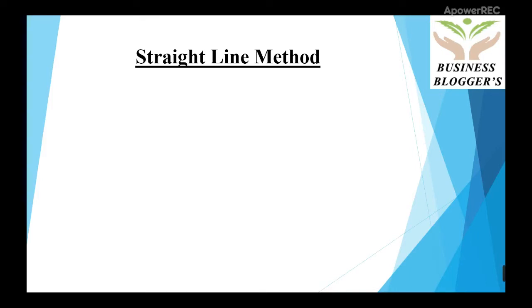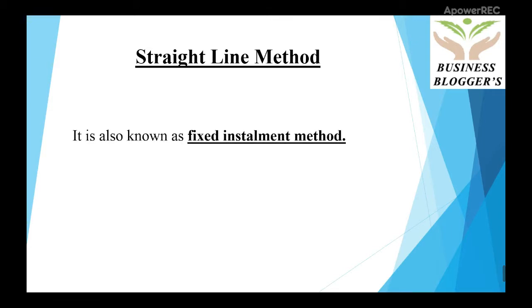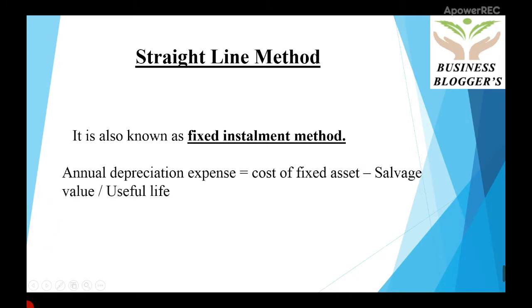Today we are going to discuss what the straight line method is in accounting. The straight line method is also known as the fixed installment method. The formula is: annual depreciation expense equals cost of fixed asset minus salvage value, divided by useful life.